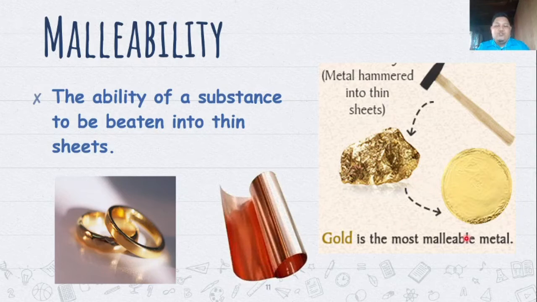Gold is the most malleable metal because a chunk of gold, when hammered into very thin sheets, becomes coins, plates, rings, or jewelry. Therefore, gold is malleable and it has the ability to be beaten into very thin sheets. And also, just like this aluminum foil, it is beaten into very thin sheets.